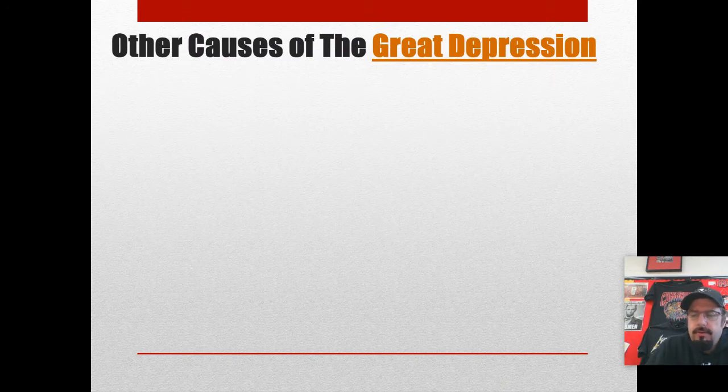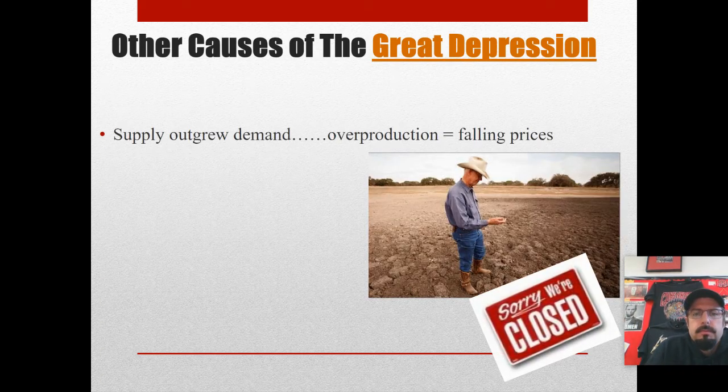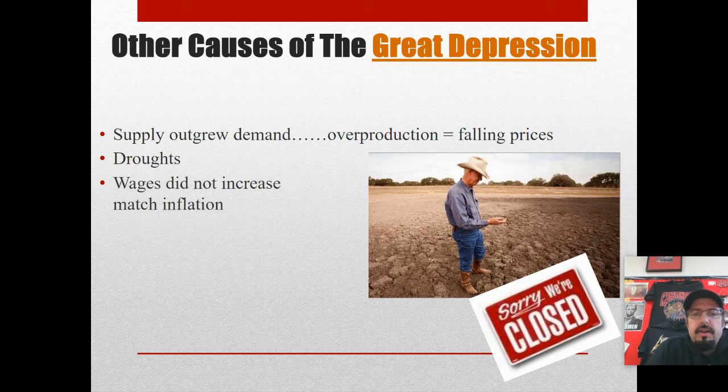So there were other causes of this so-called Great Depression that occurred in North America from the latter part of the 1920s all the way through World War II. Supply outgrew demand, producing overproduction, eventually leading to falling prices. Okay, you had agricultural droughts that destroyed crops. Wages did not increase and match inflation. Okay, so you would make the same amount of money, but the price of goods would go up. And so you could no longer afford those items as much as you previously did.